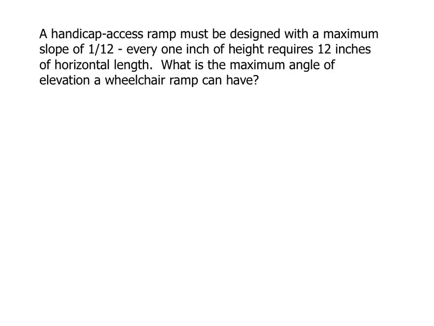So they make them with what's called a 1/12 slope, which means that for every 1 inch or 1 foot you go up, you have to go 12 inches or 12 feet. So if you have to go up a step that's, say, 2 feet high, which is 24 inches, you have to go 24 feet out. Long ramp. And what we want to know is what's the maximum angle the ramp can have. It can be lower than that, but it can't be more than that.